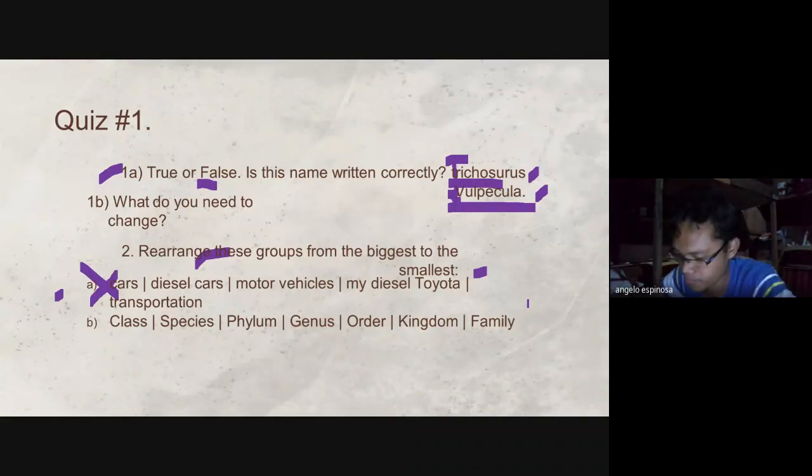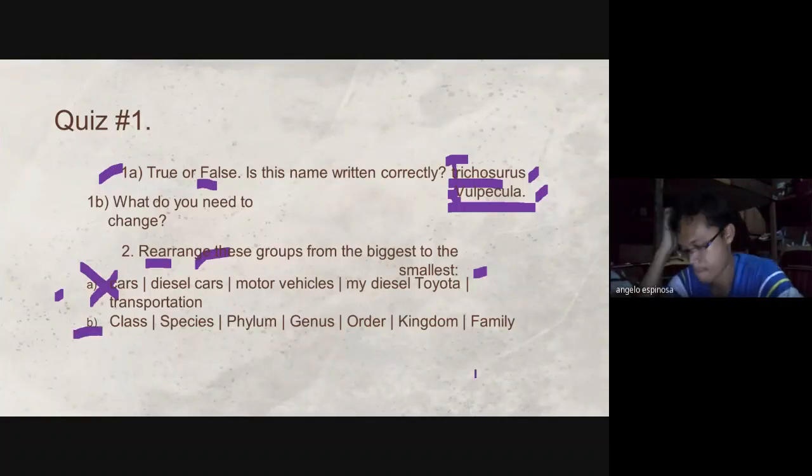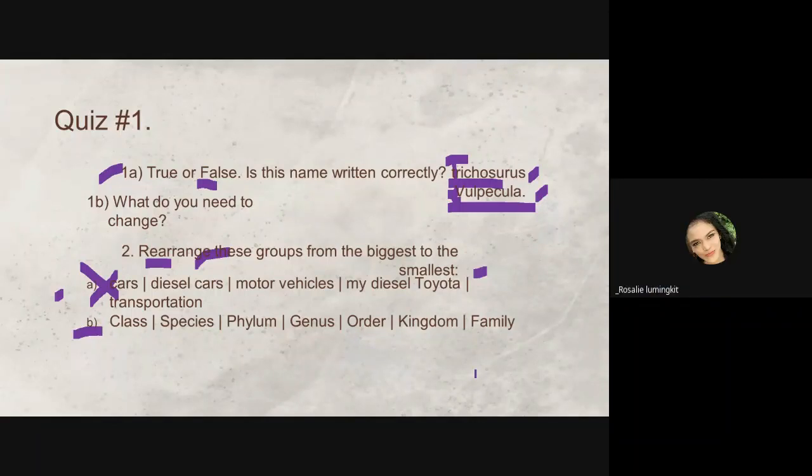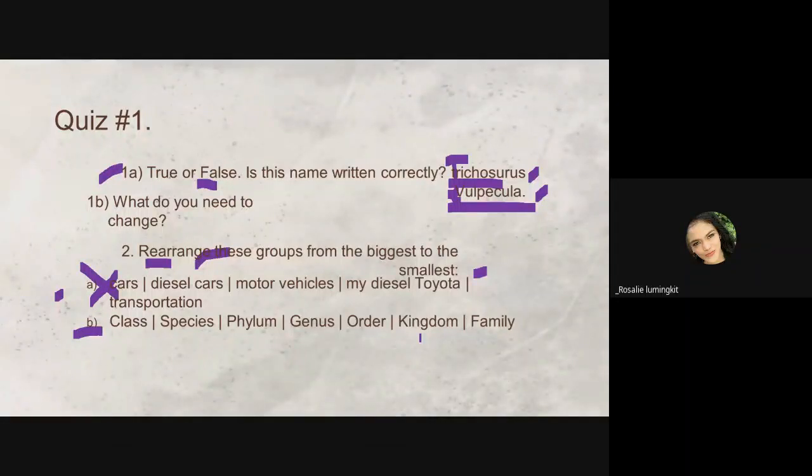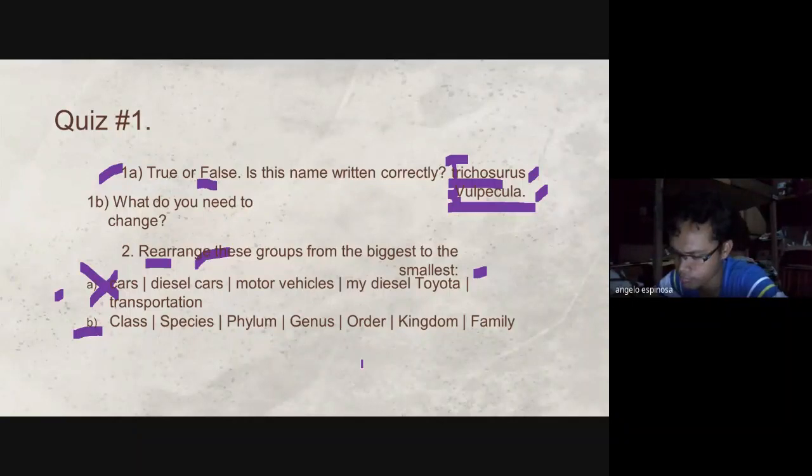Tawagin ko name. Rosalie Lumingkit. Ito 'yung una kong nakita. Okay, how will you rearrange from biggest to smallest ang classification ng letter B? Good evening, sir. Okay, good evening. Okay, sir. Saan tayo magsa-start? Let's start with phylum. Phylum.